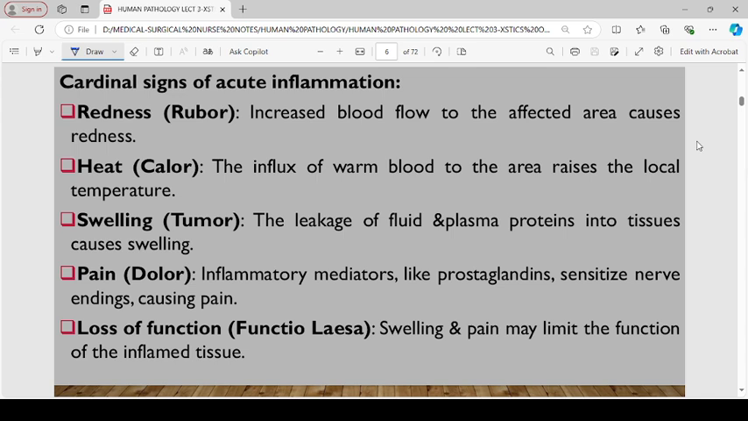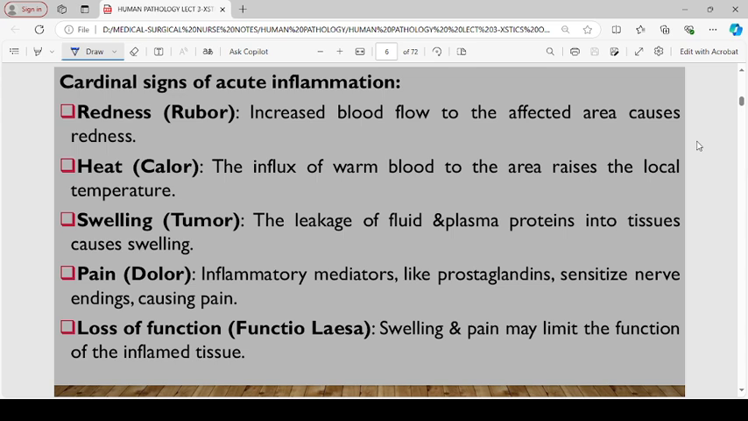We have redness, which is rubor, and this is increased blood flow to the affected area, causing redness. We have heat, that's calor, and the influx of warm blood to the area raises the local temperature, hence the heat. Swelling, which is tumor, normally results from the leakage of fluid and plasma proteins into tissues, causing swelling. Pain, dolor: inflammatory mediators like prostaglandins make nerve endings sensitive to pain, and this causes pain.